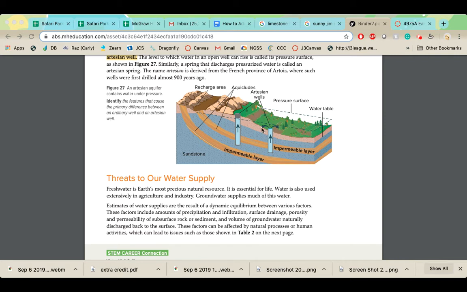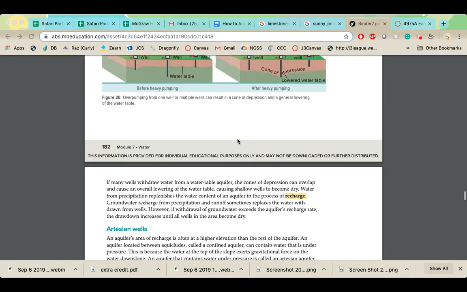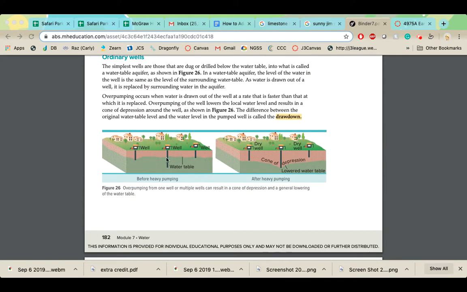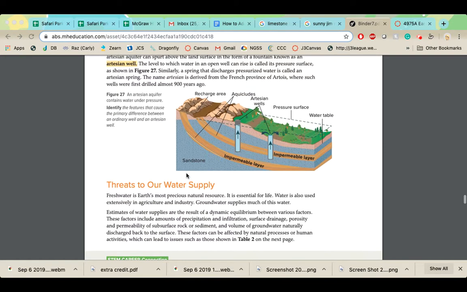So an artesian well is good because it's pressurized and it's coming from an aquifer up above. So that's how an artesian well is working versus a well that you have to pump. This kind of well, because the water's not up higher, you have to pump it up. So that's how they are different.